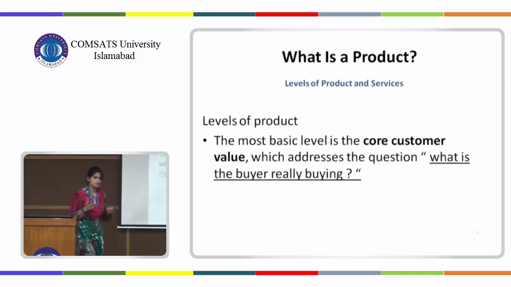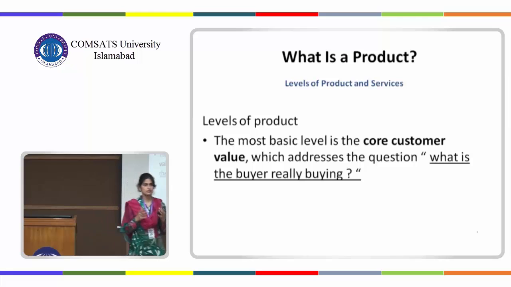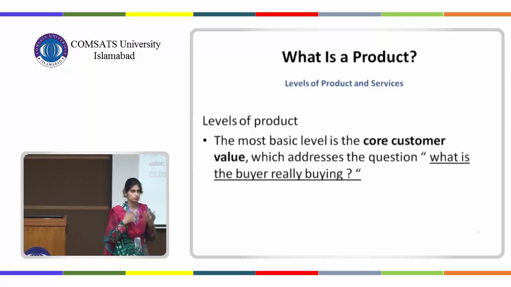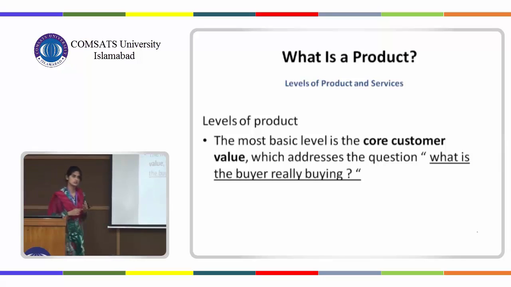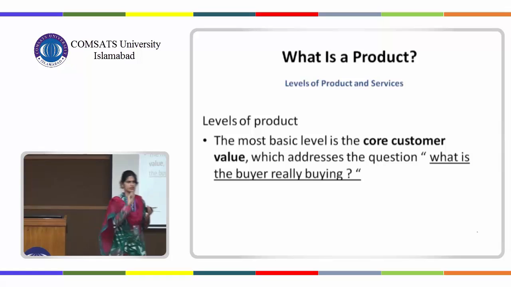Now when you're designing a market offering, there are three levels on which you make a product. The first level is called the core product or the core customer value. Now, what is core customer value? The basic benefit that the product is designed for. And this particular level is intangible in nature, right?